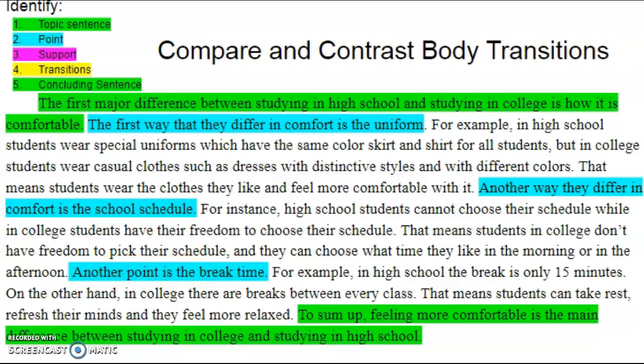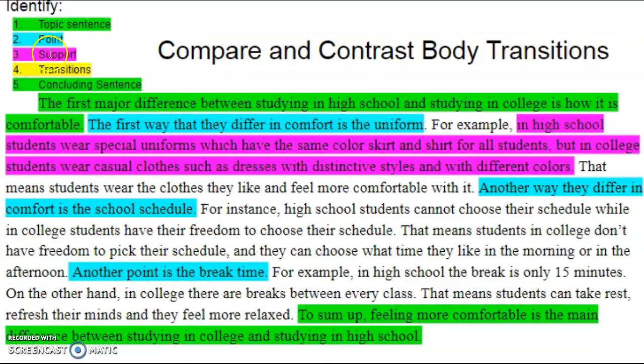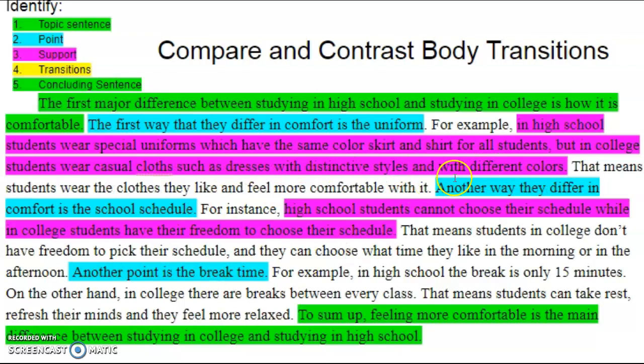As we move on, looking at the next part, we're looking at the support. We made a point, and then directly after the point we give an example or support. So, for example, in high school, students wear special uniforms which have the same color skirt and shirt for all students, but in college, students wear casual clothes such as dresses with distinctive styles and different colors. And as we can see, after the second point, directly, for instance, high school students cannot choose their schedule, while in college, students have the freedom to choose their schedule.